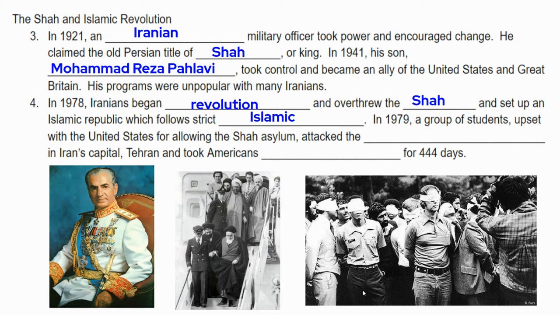Some of those revolutionists in 1979 who were upset with the Shah got upset when the United States allowed the Shah to come in to the United States to seek asylum and to receive medical treatment. And as a result, they attacked the US embassy in Iran's capital of Tehran. And as a result of that, some of the Americans who were there to kind of seek protection during this revolution were taken hostage by these young Islamic revolutionaries. And they were held for over 444 days.